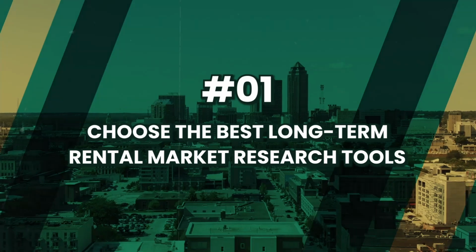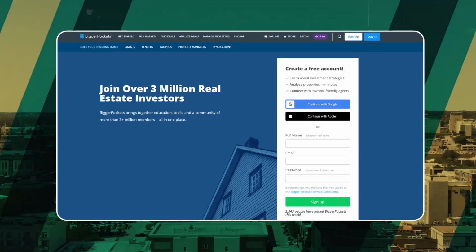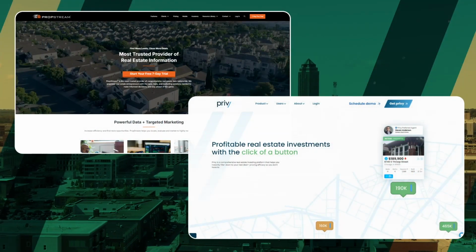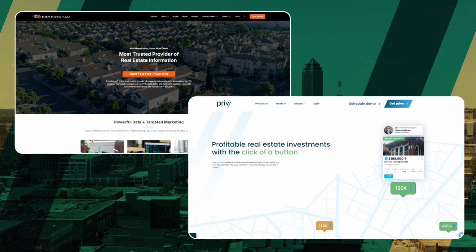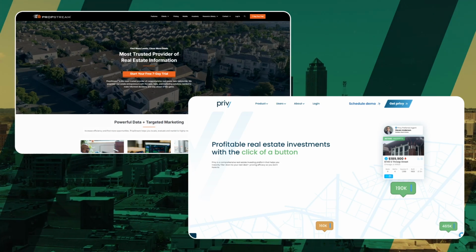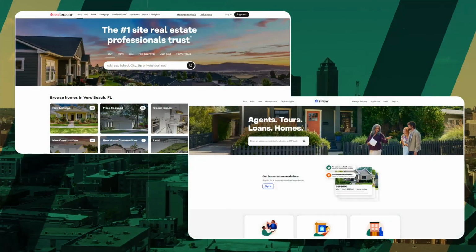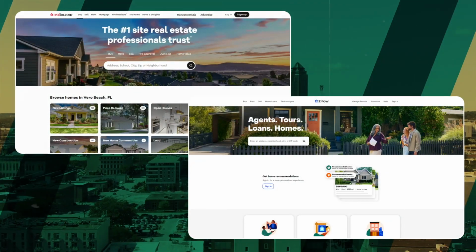Number 1, choose the best long-term rental market research tools. The first real estate market analysis step is identifying the right tools. You should have access to real estate listing websites to help you find comparable property data. This is like Zillow or realtor.com. Here are a few tools you can use: BiggerPockets real estate listing website that also shows foreclosures, software like PropStream or Privy that gives you data that you can help run comparable properties similar to the buy box that you're looking for. Not always up to date, but very good nonetheless. And then you can also use property listing websites like realtor.com and Zillow, like I mentioned, but it's a lot more hard keying and usually a lot more steps.